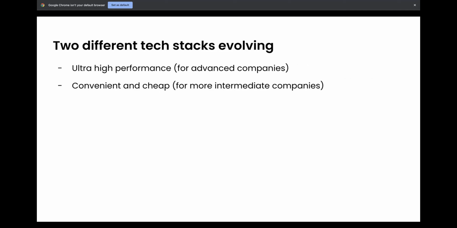In more detail, at the second level, we see two different tech stacks evolving. One is ultra large, very high performance. You can even compare that with HPC, like supercomputers and MPI, that kind of stack, really to push the boundary of model performance. Another is convenient and cheap. I'll introduce both in more detail.